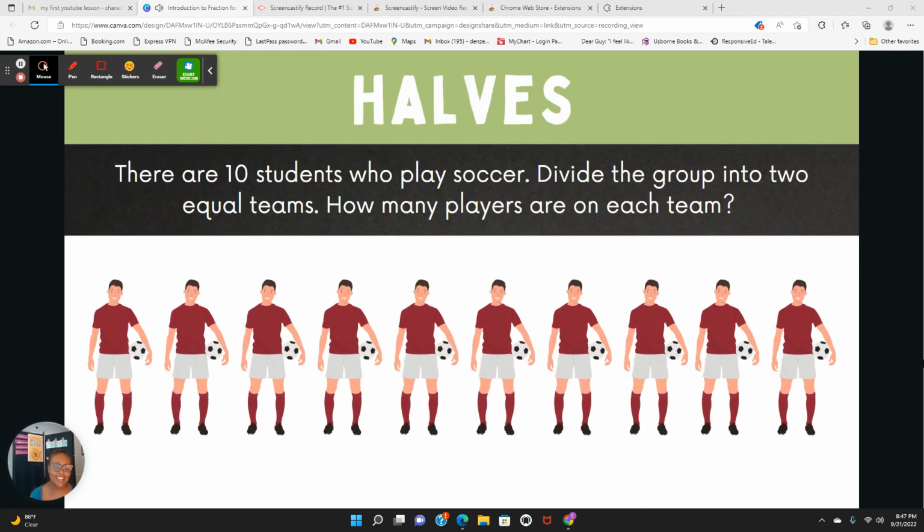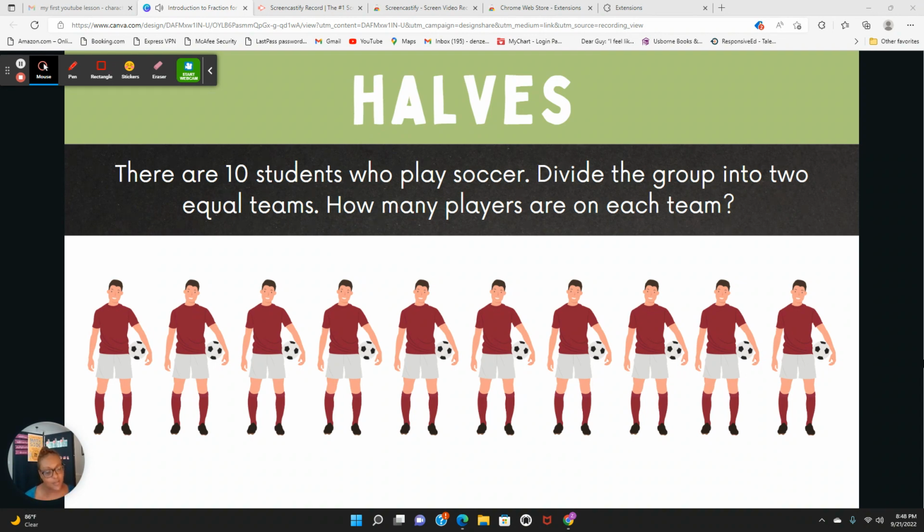Now, let's look at those critical thinking skills. Let's increase those critical thinking skills for our early learners. There are 10 students who play soccer. We're going to solve our first word problem of today. There are 10 students who play soccer. Divide the group into 2 equal teams. How many players are on each team? Well, let's see, how many total players do we have? We have 1, 2, 3, 4, 5, 6, 7, 8, 9, 10.